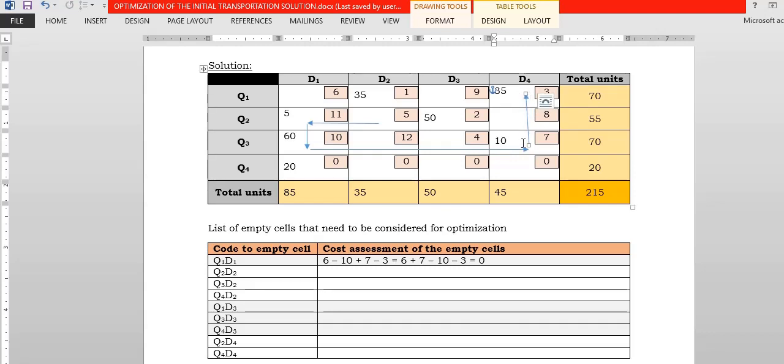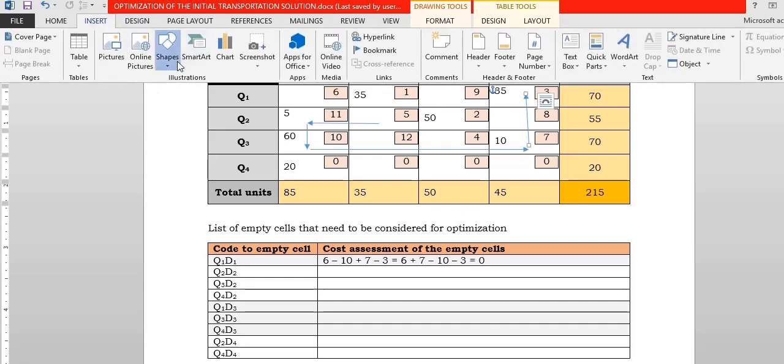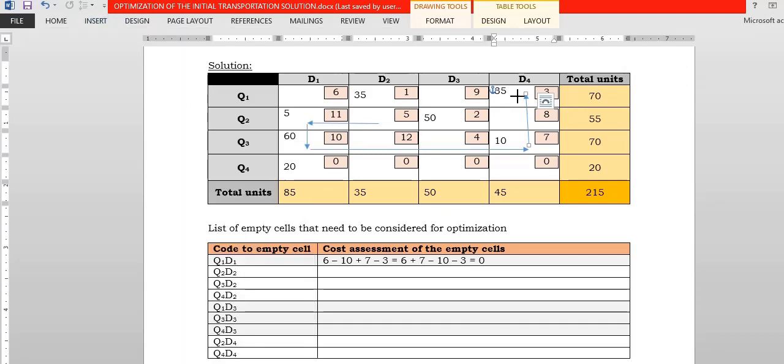I may not be able to draw to scale, but one thing is very clear. I'm making right angles. Okay, so now from there we move to the left, from here to here, to there. Then from there we move downwards to our original position. Our original position where we started from is the empty cell, which is now down here. So with this closed loop, we can now compute our cost analysis.